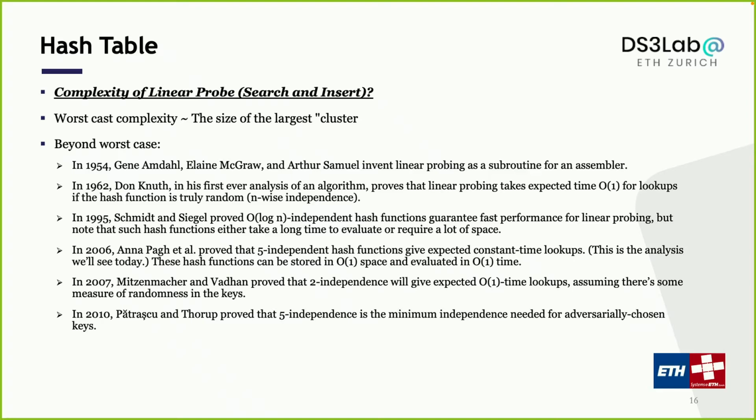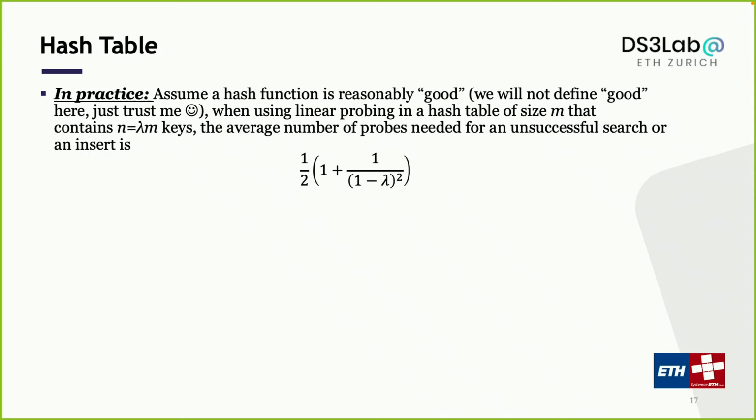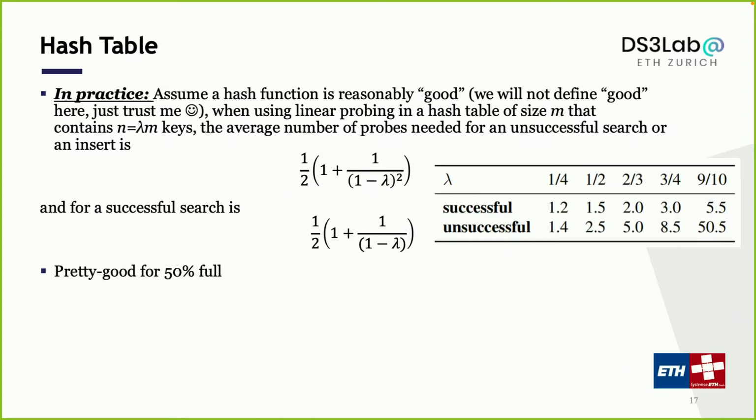We are not going to go through them. But essentially, once you assume some notion of randomness of your hash function, okay, you are able to prove different levels of complexity beyond the worst case. In practice, if you have a reasonably good hash function, which we are not going to define, then in expectation, for many practical cases, for every single object, we are talking about, for example, 2 or 3 probes, something like that. So in practice, it's actually a pretty powerful data structure.